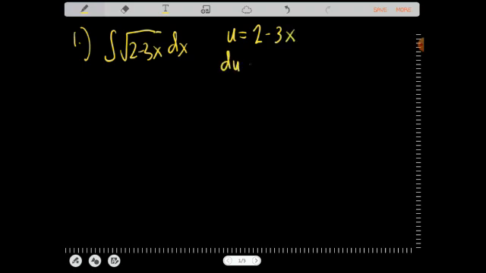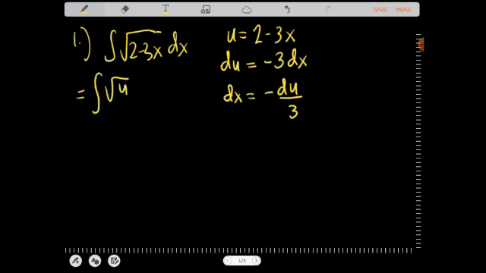Then, find du, or the derivative of u is equals to negative 3 dx. Okay? So, kapag ganyan, pwede mong i-transpose para makuha natin yung dx because sa problem meron tayong dx. Okay? So, dx is equals to negative du over 3. Nag-transpose lang po ako. Okay? So, dito na tayo sa ating equation. Lalagay natin is square root of u. dx natin ay negative du over 3.